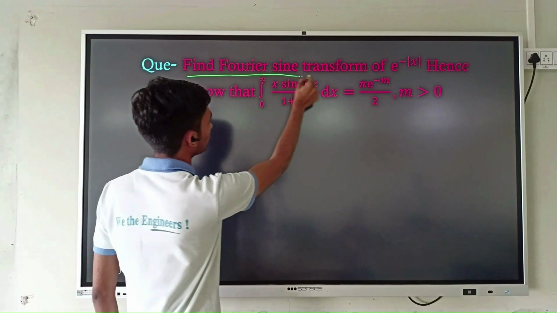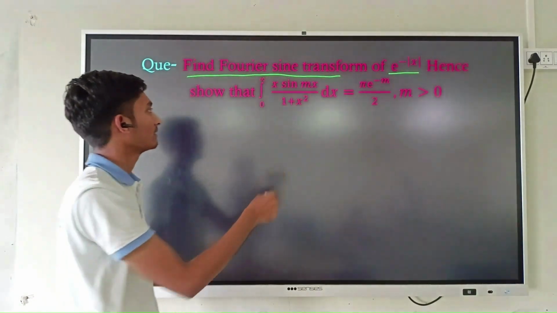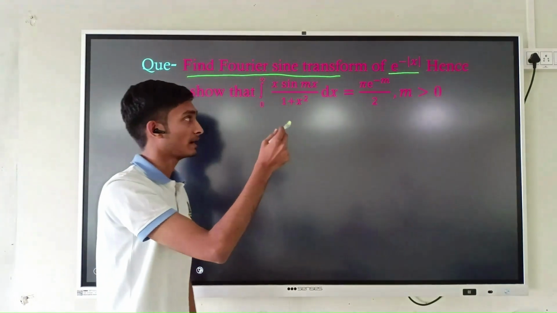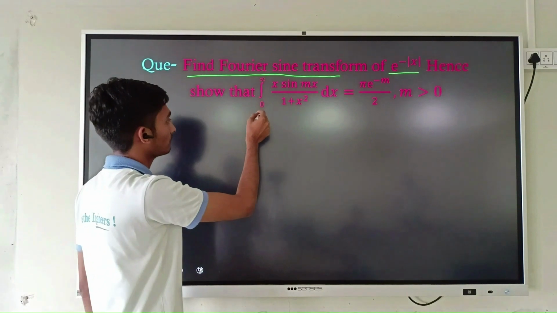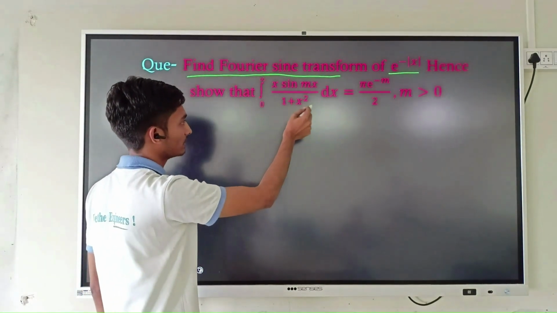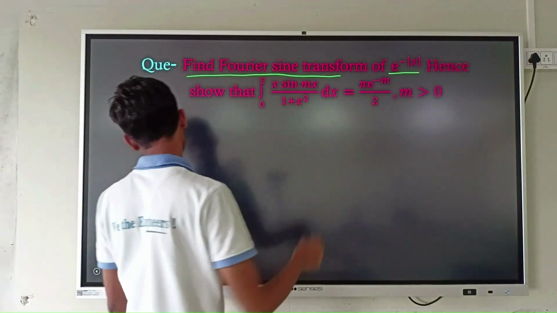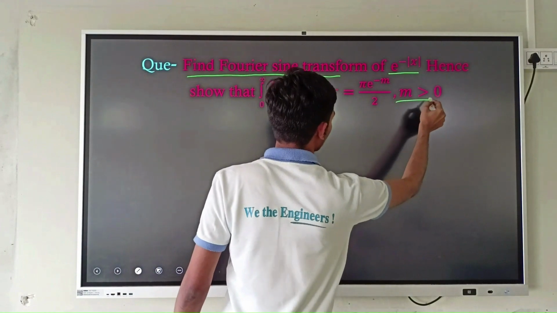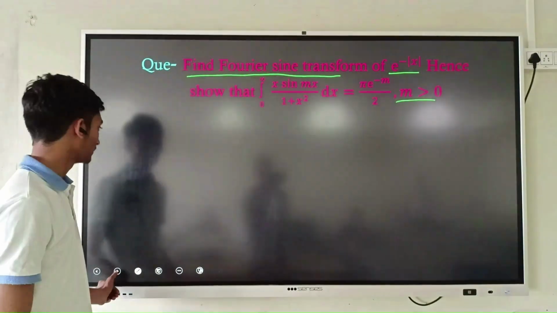First of all, we have to find the Fourier sine transform of e raised to power minus mod x, and after finding that, we have to solve the integration from 0 to infinity of x sin x upon 1 plus x square dx, which is equal to pi e raised to power minus m divided by 2, where m is strictly greater than 0. So let us solve it.